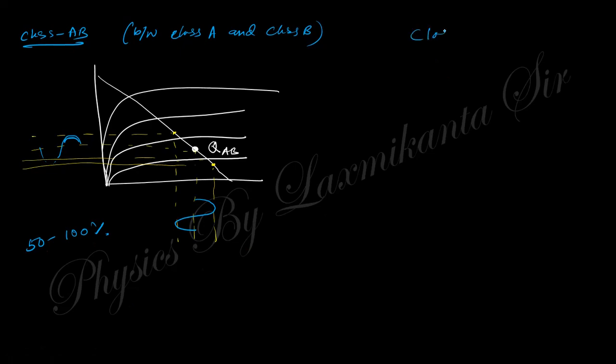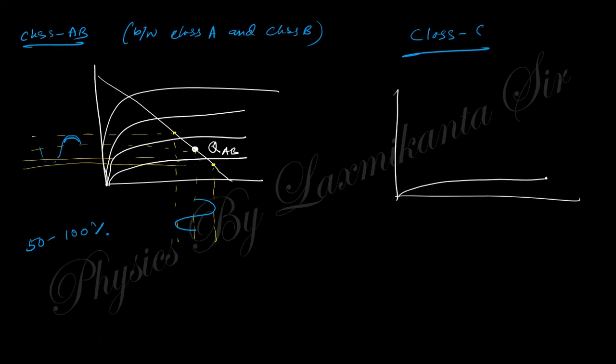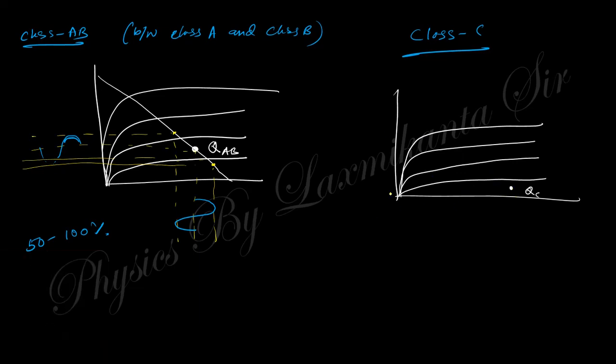And next is class C. Class C amplifier. If you choose the output characteristics like here, when this Q point is chosen here, QC, then what happens? This is the load line, and you will get output like that. Only below 50% you will get output. So if you take this as the input, you will get this, that is below 50%.